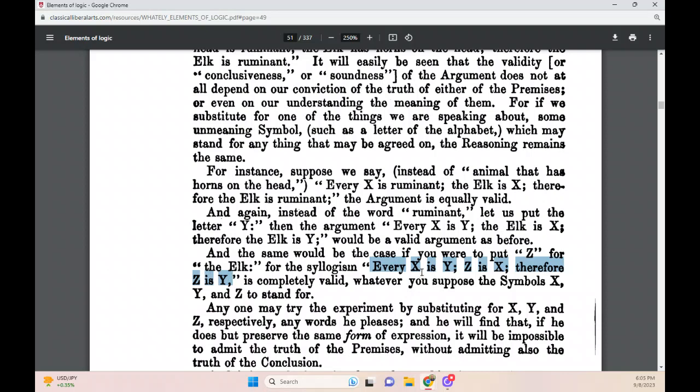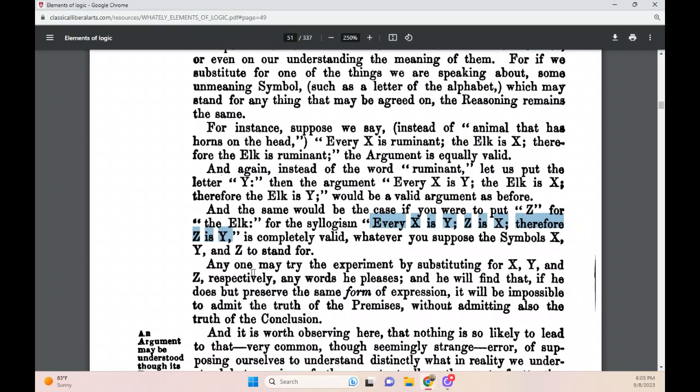So now you can see, if you learn this formula, you can take this formula and begin to hold it up to every argument you hear and ask whether that argument follows this formula or not. And we're going to learn a couple of these formulas, but there's one that's most important. One may try the experiment by substituting for X, Y, and Z any words he pleases, and he will find that if he does but preserve the same form of expression, or formula, it will be impossible to admit that the premises are true without admitting also that the conclusion is true.